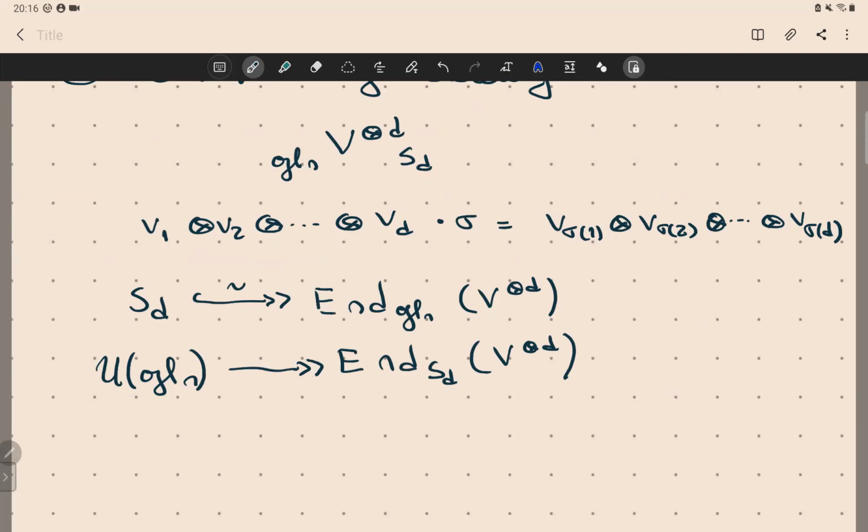So if you look at this as a bimodule, the GLN linear endomorphisms of this GLN module are the maps given by the action of the symmetric group. If you look at this as a module over the symmetric group, its endomorphisms are precisely those that arise from the action of GLN. So this is the duality.